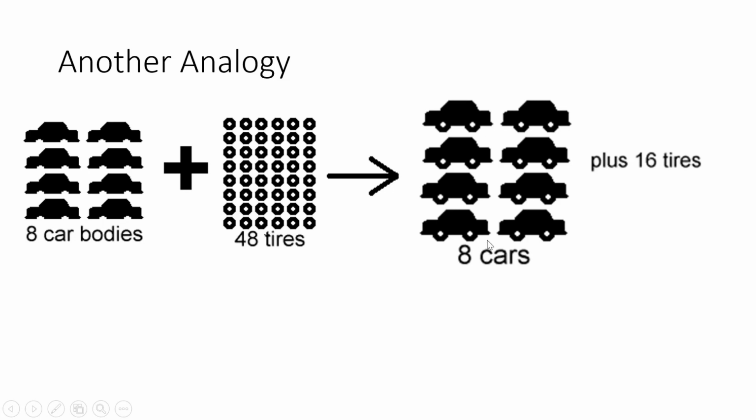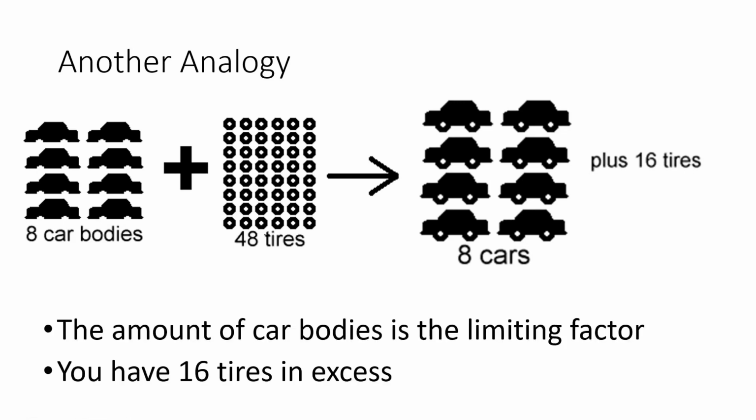So I have my 8 cars here. And I had a few extra tires left over. So I have plus 16 tires. So which out of these 2 would have been my limiting reactant? Well, it would have been my car bodies. And then I would have had an excess reactant of tires. I had 16 extra ones.